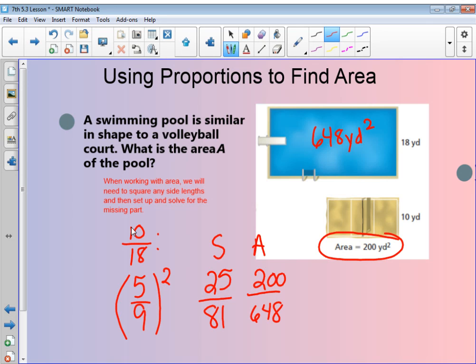So we're still using those same concepts. It's just that now they're going to ask us to continue with what we learned back in section 2 and tie that in together with solving for a missing part.